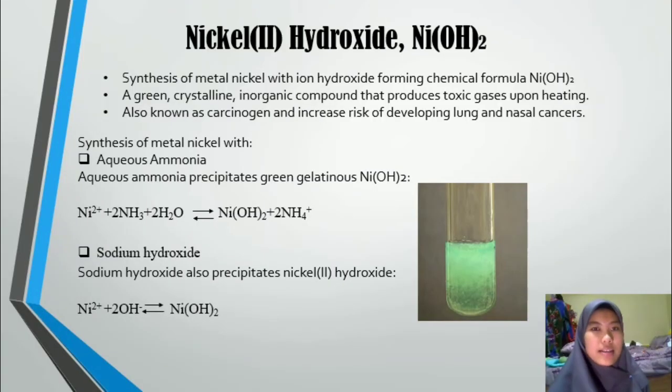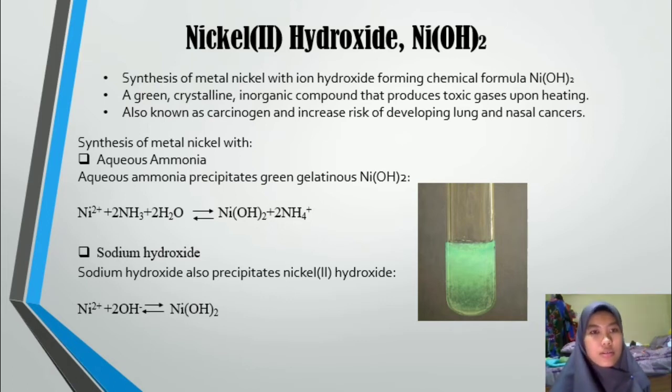Okay, hi guys, I'm Razita. Now I'm going to continue to talk about the last three first row transition metals, which are nickel, zinc, and copper. First, I will talk about the synthesis of metal nickel with hydroxide. This synthesis will form the compound nickel 2 hydroxide.